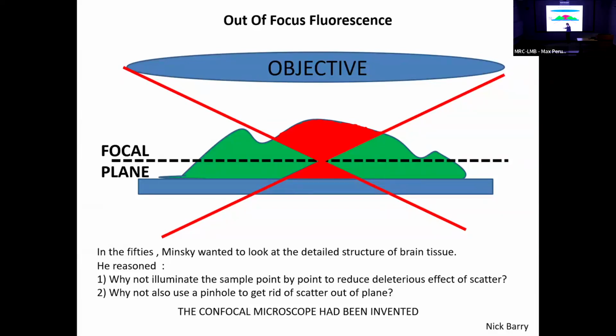So his reason was, why not illuminate the sample point by point rather than imaging an entire field of view? That would deal with part of the problem. But his big insight was to realize that if he put a pinhole into his system, he could also get rid of the out of focus fluorescence and scatter in one fell swoop. And with that reasoning, the confocal microscope had been invented. So it's not just the fact that he's gone to point-like illumination, but he's also put a pinhole in his device.